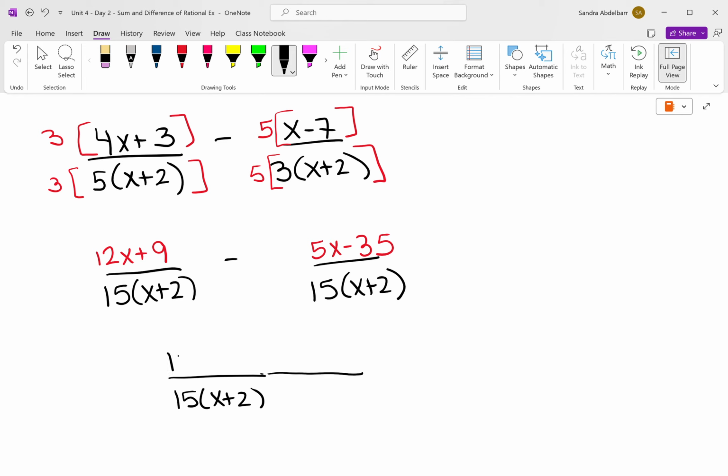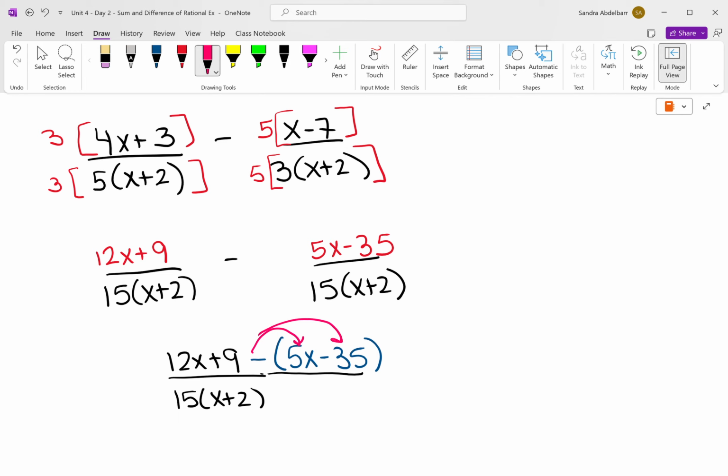So now we can combine our numerator, which is 12x plus 9, but now be very, very careful. This is minus, right? It's not a plus sign, it's a minus. But I'm not just subtracting 5x. What am I subtracting? The whole quantity of 5x minus 35. So what do I need with the 5x minus 35? Parentheses. So this is minus the whole quantity of 5x minus 35.